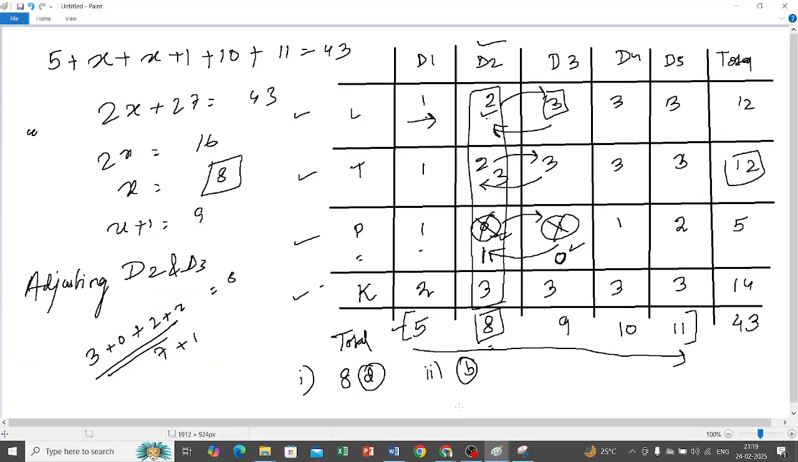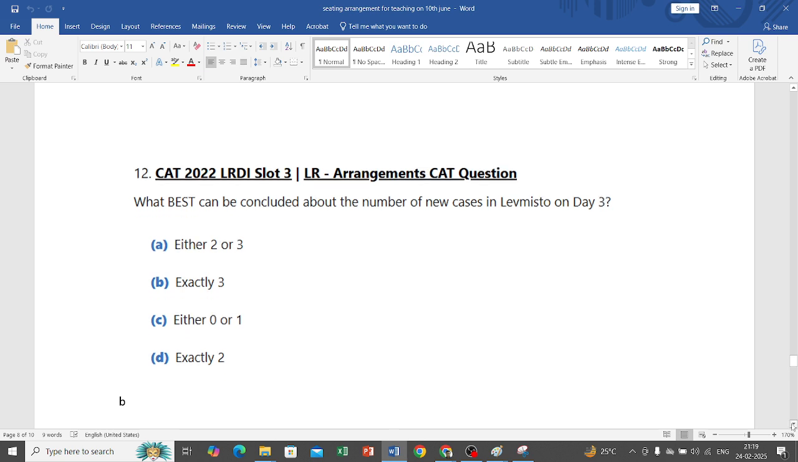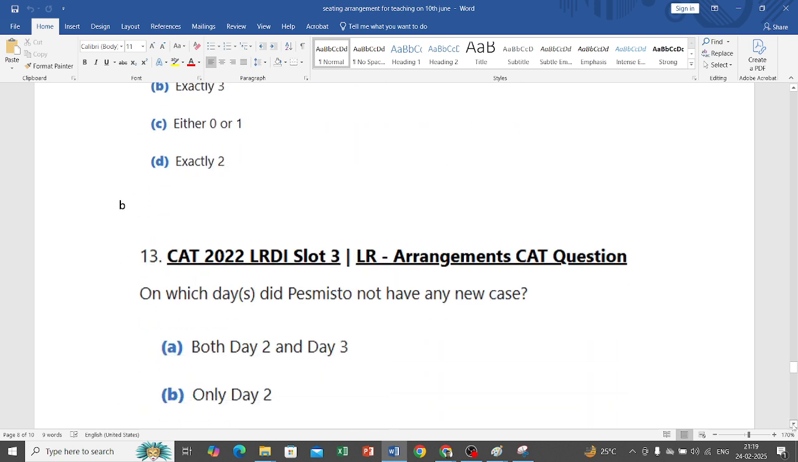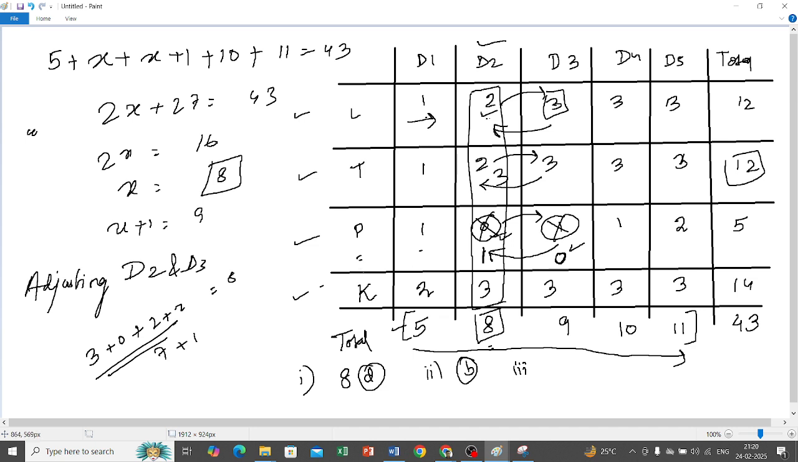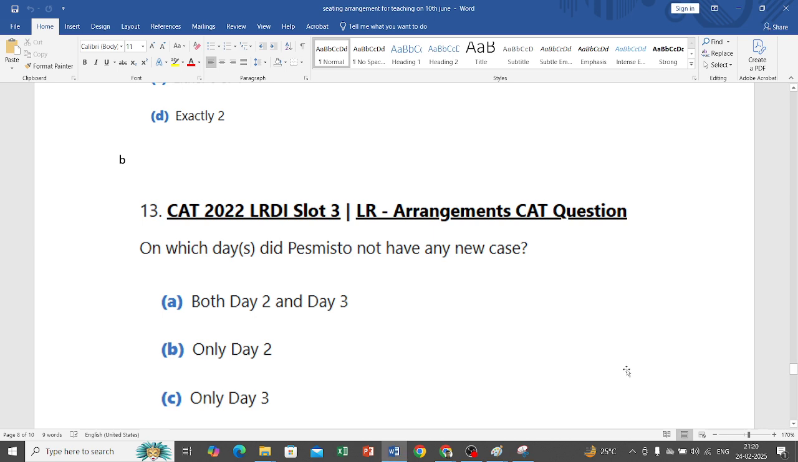So see, making the table is the challenging part. Once you make the table, you are done. Question number 3. On which days did Pessimisto not have any new cases? So Pessimisto did not have new cases on day 3. So that is C.